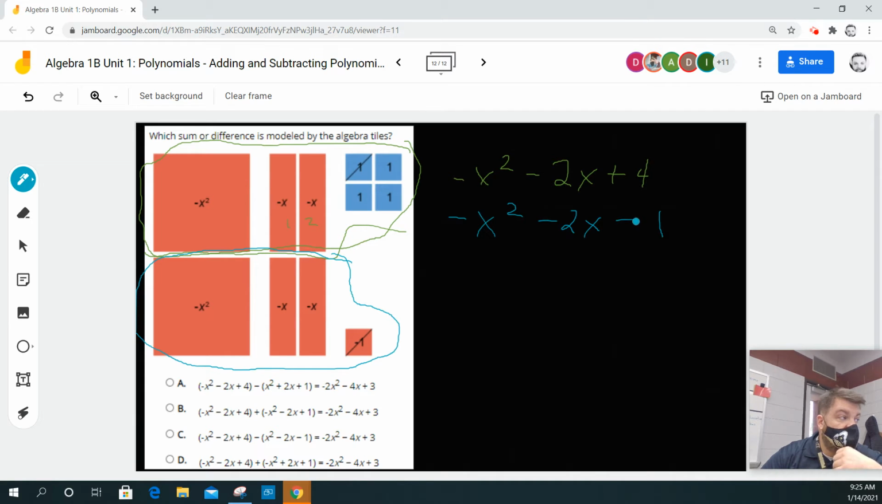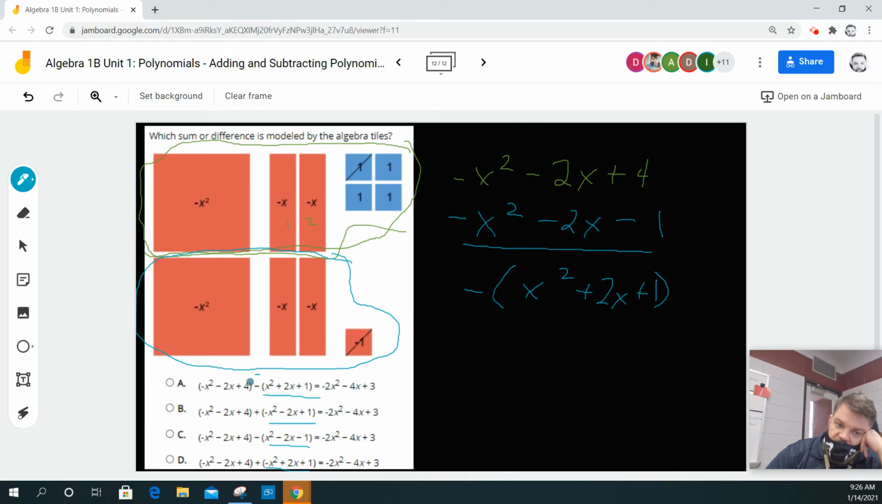Now, there's a couple of ways that I could look at this. That last one, as I scan through here, I don't see anything that fully matches that, right? Do you see that? I don't see anything that fully matches that. So then I think to myself, well, maybe it could be this, minus x squared plus 2x plus 1. And I notice that this one matches that.